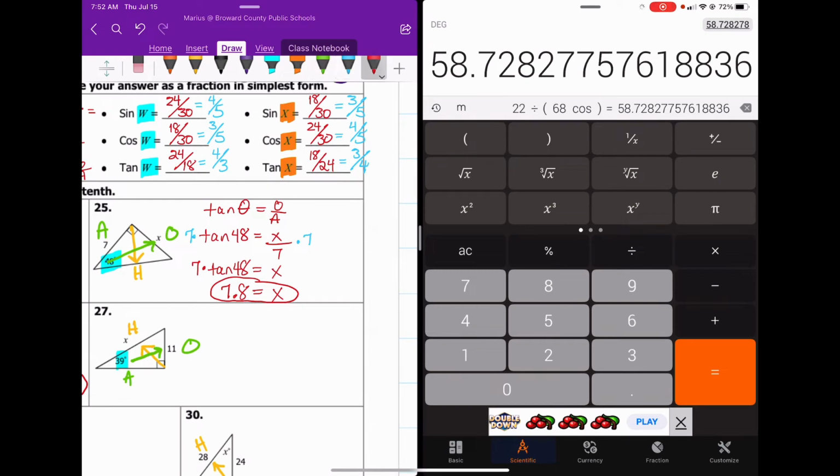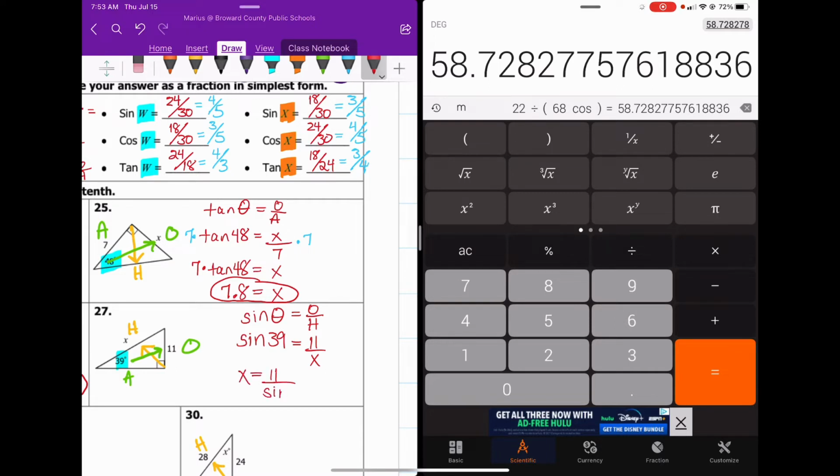So this is going to become sine theta is equal to opposite over hypotenuse. And our theta is 39, so sine of 39 degrees is equal to 11 over x, okay? And now that we got that, the x and the sine of 39 are going to change places, so this becomes x is equal to 11 divided by sine of 39 degrees.